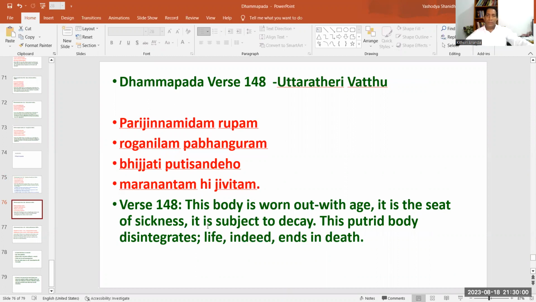This body is worn out with age. We all are getting old. The body is decaying. The body is the seat of weakness, sicknesses. This body is a seat for illnesses. It is subject to decay. This putrid body disintegrates. Life indeed ends in death.